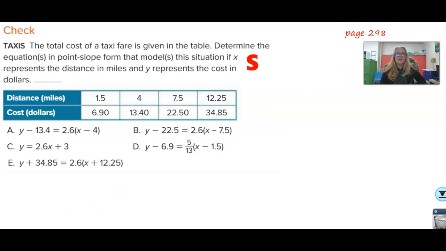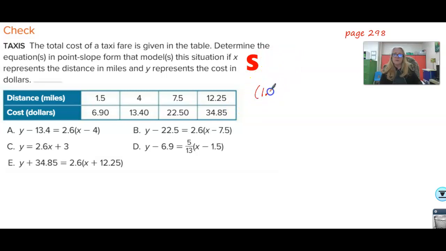Write down an S. Okay, taxis. The total cost of a taxi fare is given in the table. Determine the equation or equations in point slope form that models the situation if x represents the distance in miles and y represents the cost in dollars. So we're going to have to take 2 points.